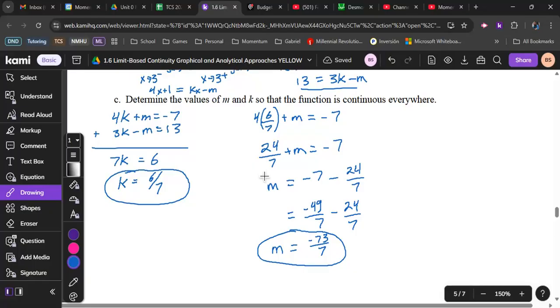Make sense? Any questions about it? No? All right, guys, you can finish writing that one down.